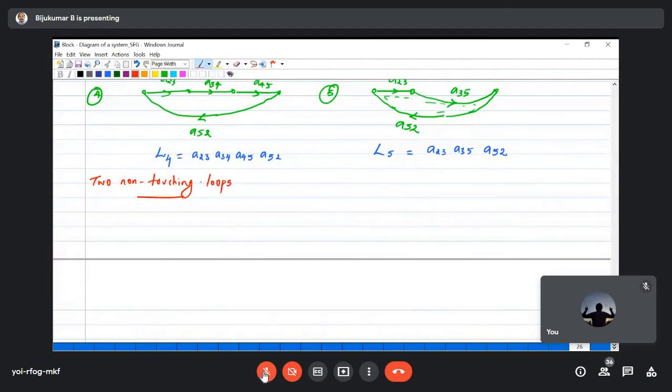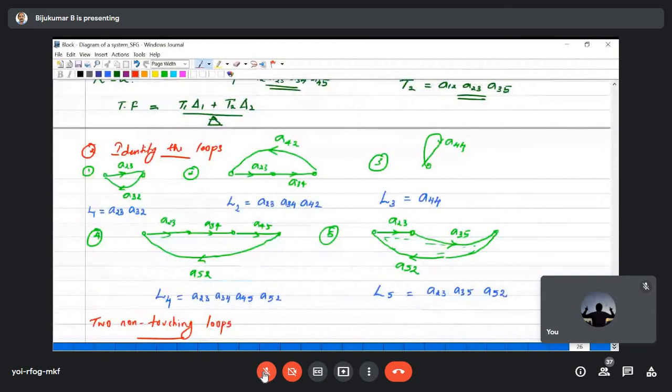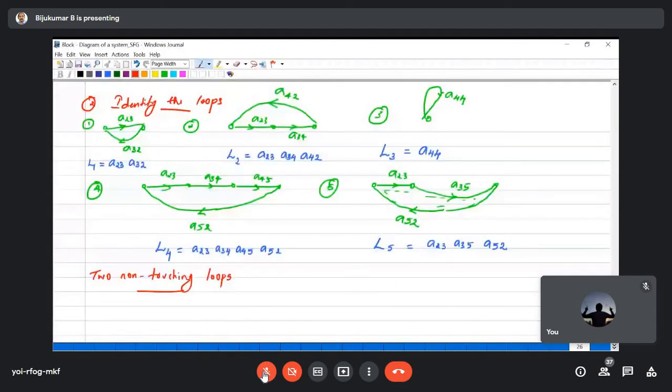Non-touching loop means these two loops should not touch each other. That means there should not be any common node. So we have 5 loops, right? L1 and L2, there is a common node, right? So it is a touching loop only, so we cannot take that pair. What about first loop and third loop? Is it touching? No, sir. It's not touching, right?